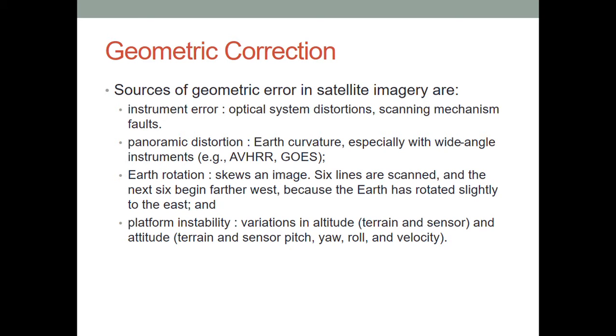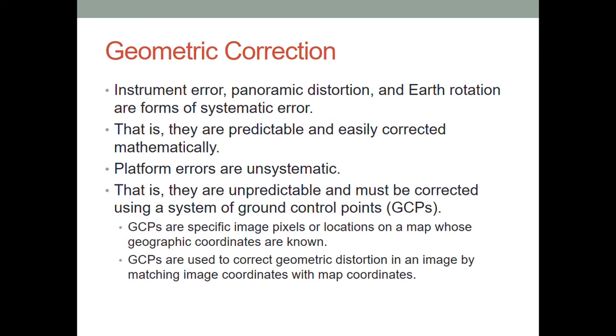And platform instability is because of variation of altitude, especially when you are using an airborne aeroplane or drone, due to terrain and sensor, as well as the attitude of the platform itself: pitch, yaw, roll, and velocity. Inconsistent velocity might also influence it. Wind direction and wind speed also influence it. There are a lot of factors that can influence the quality of your data. So geometric correction is quite critical.